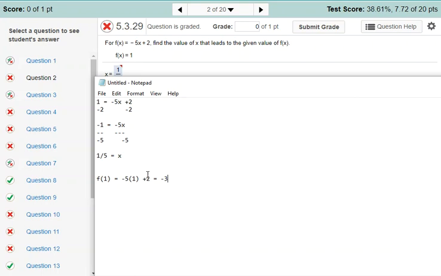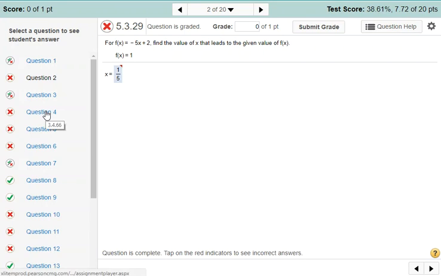So separate response, if they're asking you to do f of 1, where 1 is the input value in place of x, it goes in for x. But here they're asking you to set the equation equal to 1, and then you need to solve for your x value. So that's why the answer here should have been the 1/5. So I'm going to look at a couple more questions just to give you an idea of what you might want to do on the next attempt.